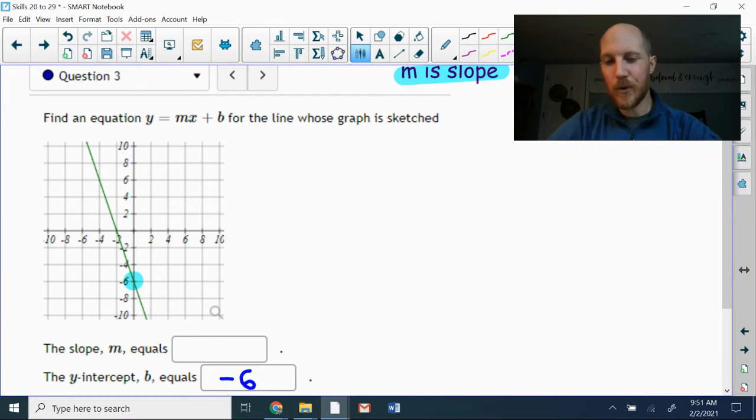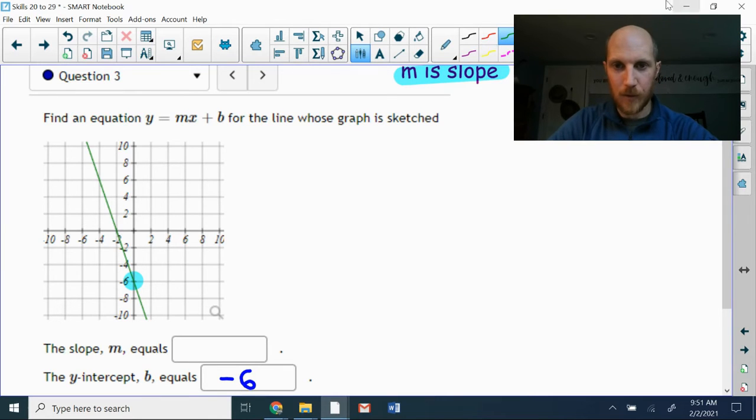It's not clear from the directions whether it wants me to give the coordinates of that point or just say what the y-intercept is. So I'm just going to list the y-intercept. That's what this problem is actually looking for, despite the fact that the directions are not super clear on that point.